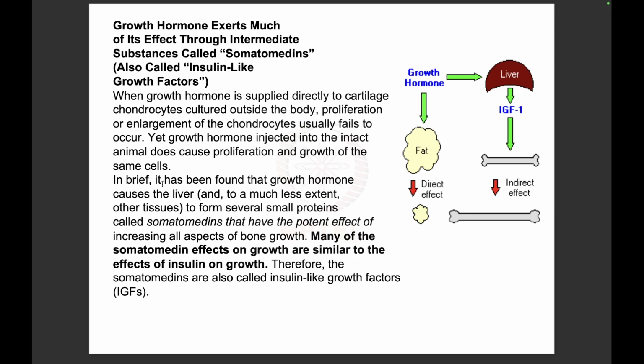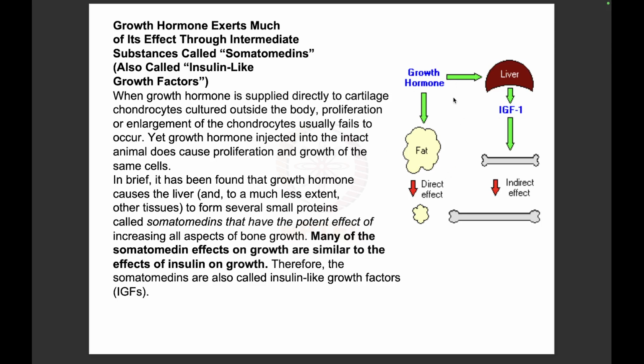So in brief, it has been found that growth hormone causes the liver, and to a much lesser extent other tissues, to form several small proteins called somatomedins that have the potent effect of increasing all aspects of bone growth. Many of the somatomedins' effects on growth are similar to the effects of insulin on growth. Therefore the somatomedins are also called insulin-like growth factors. So here you can see growth hormone directly given.